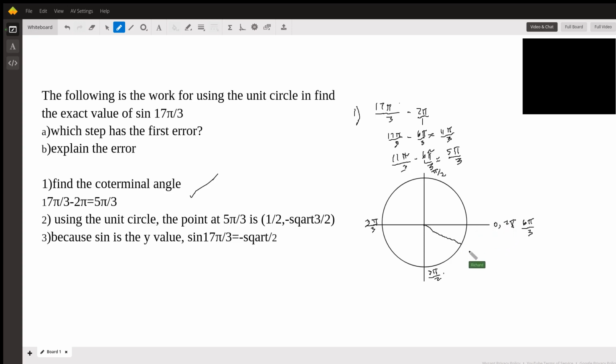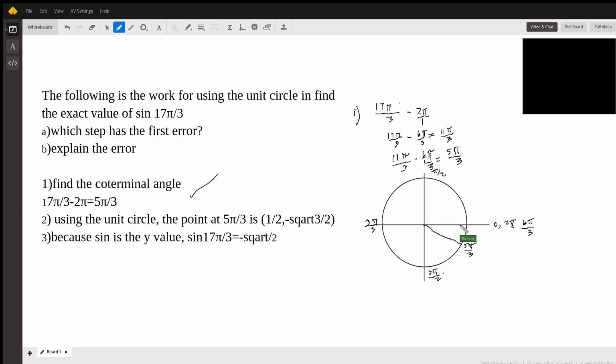So 6 pi over 3 is here. We're going to go 1 down. So this is going to be 5 pi over 3 on the unit circle.